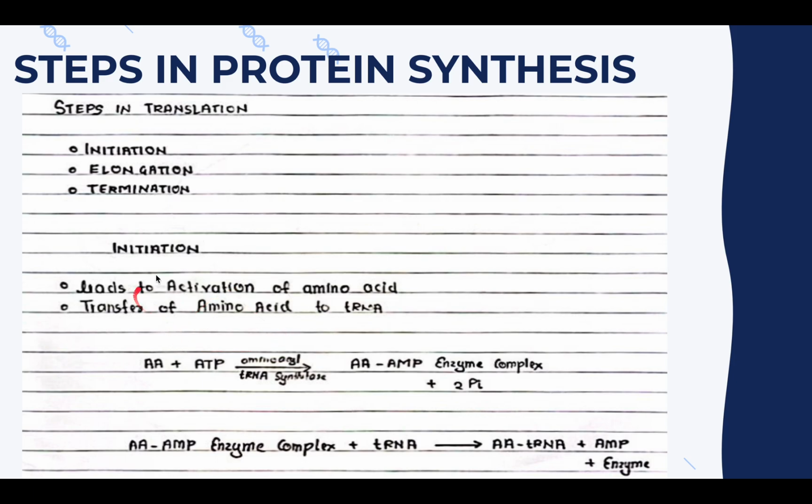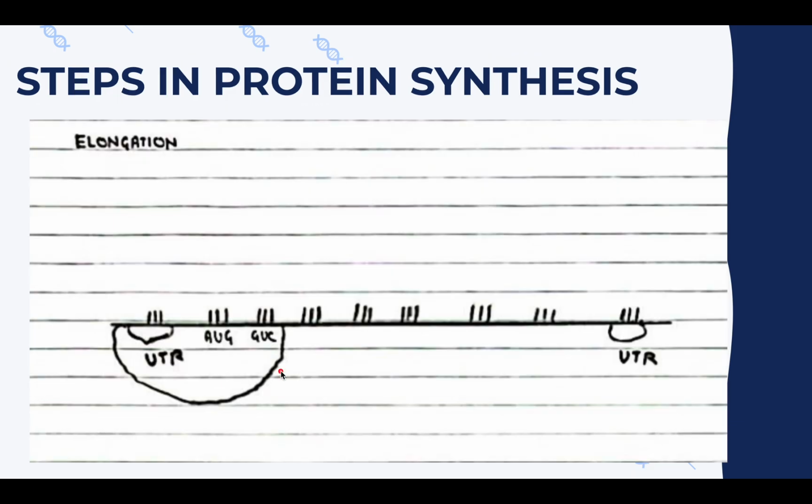Initiation, for making the amino acid competent: amino acid plus ATP, with aminoacyl tRNA synthetase, gives us an AMP enzyme complex plus two phosphate groups. This AMP enzyme complex plus tRNA will give you aminoacyl tRNA plus AMP plus enzyme. This is really important, so mention the enzyme complex. Please mention it. You have to memorize this because it's a complex name.